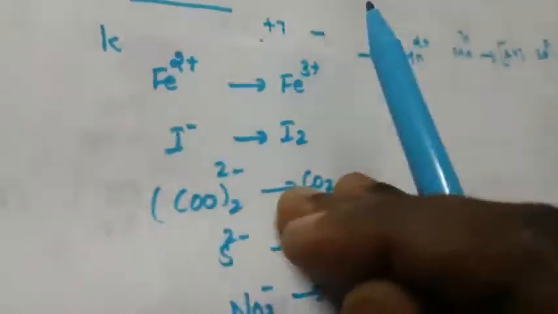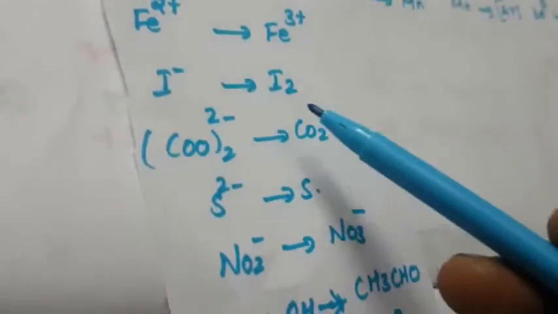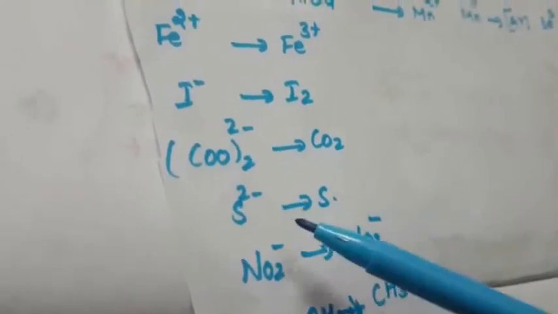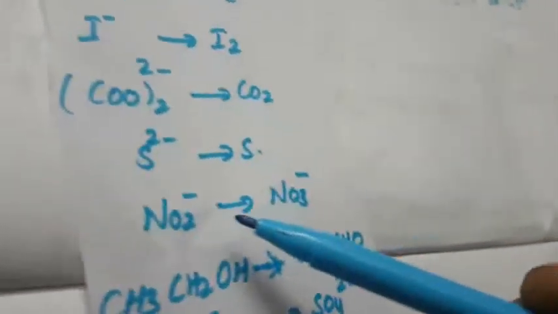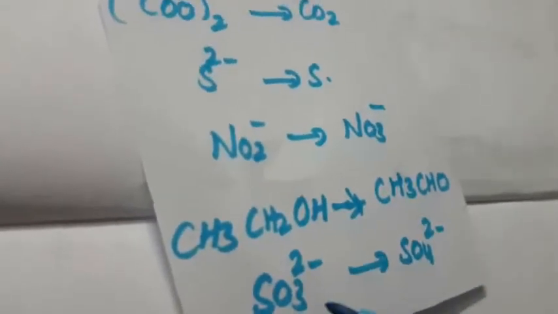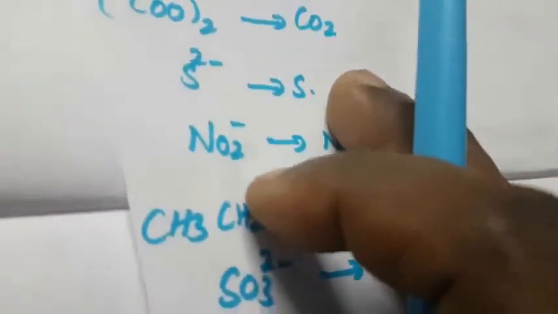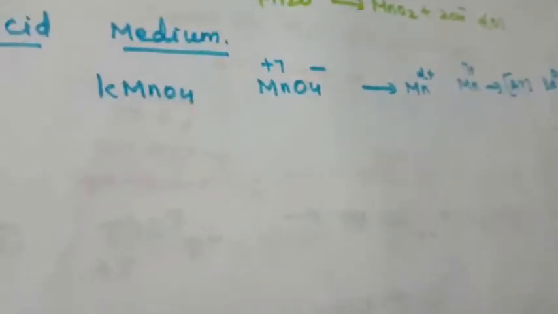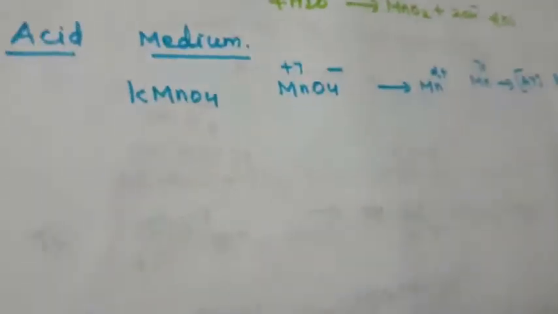First one is Fe2 plus to Fe3 plus, I minus to I2, oxalate ion to carbon dioxide, sulfide ion to sulfate, nitrite ion to nitrate, and ethyl alcohol to aldehyde, then SO3 2 minus to SO4 2 minus. These are the examples given. Before going to that, first we are going to write the common equation. First you understand the common equation, after that you can easily balance the other equations. Memorizing the equations is not at all possible, so you can write like this. First one, you understand that concept.